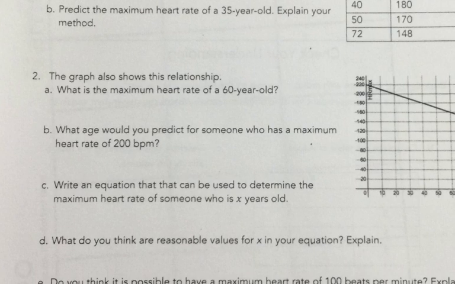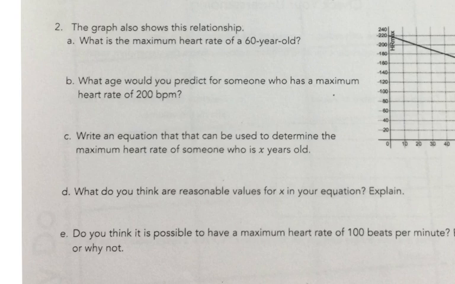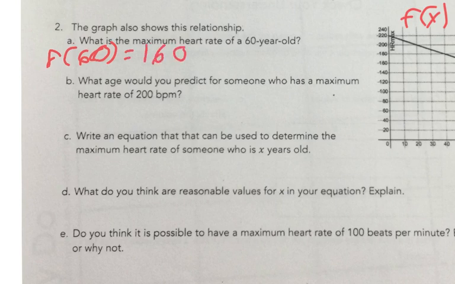Looking at 2, they're saying, what is the maximum heart rate of a 60-year-old? So if we call our function f of x, then a 60-year-old, that would mean f of 60 equals 160. I'm plugging in 60 as the x. That is my independent variable for the age. So again, I told you they were focusing in on function notation, and I kind of left that part out.